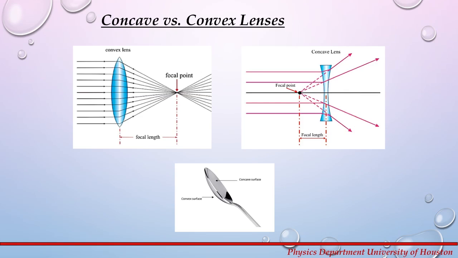Focal length f is the distance from the surface of the lens to the principal focus point. The power of the lens is equal to the inverse focal length, and the center point of the lens, the point in the middle of the lens located on the principal axis, is called the optical center. And this axis here is called a principal axis.